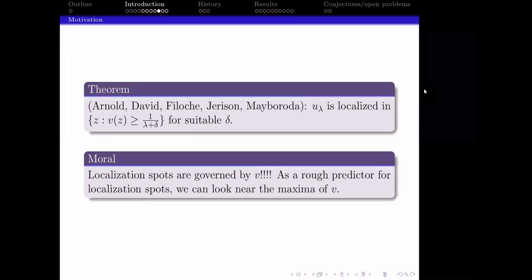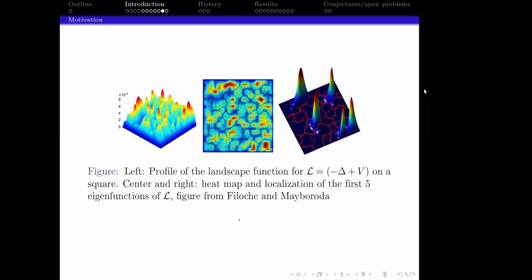Okay, so because the landscape function controls where the eigenfunctions localize, this is one of the main motivations for us to study where the critical points are in particular. Since maxima come under the critical points, if we study where the maxima will occur or predict where the maxima will occur, then okay. So this is taken from the paper of Filoche and Mayboroda. It's very interesting, groundbreaking work; she's running a program called Anderson localization and localization of waves.